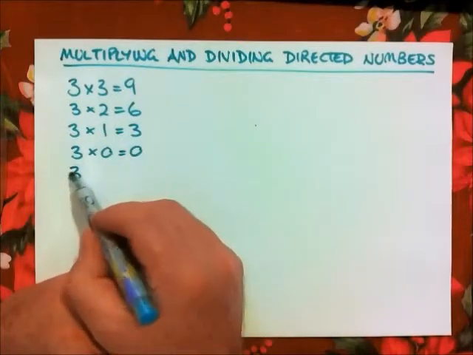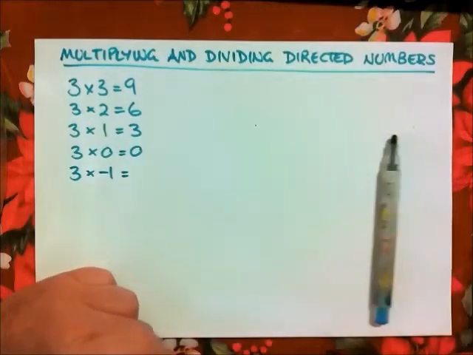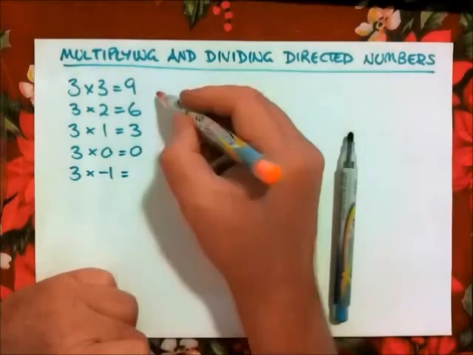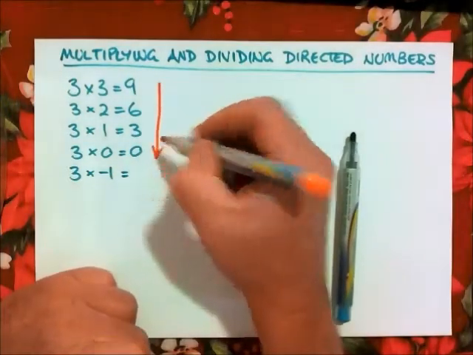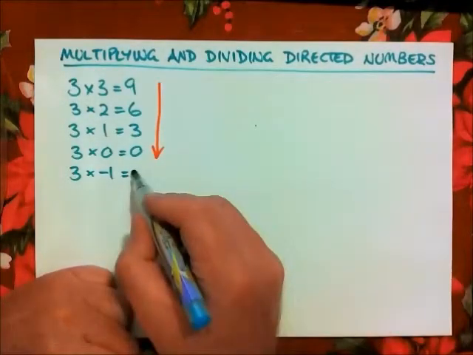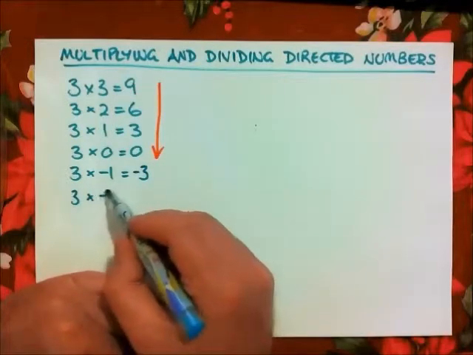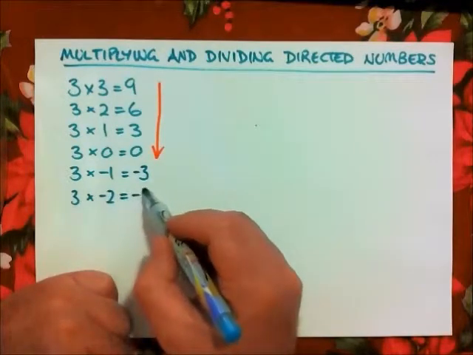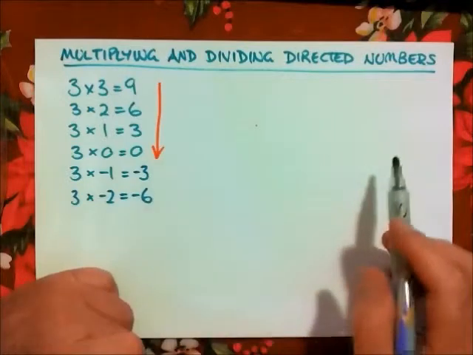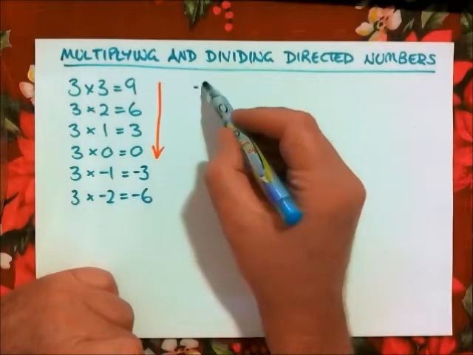Now, each time I decrease the second number by 1, what is happening to the answer? As we go down, 9 to 6 to 3, it's decreasing by 3. So this answer must be negative 3. And 3 times negative 2, 3 less again, must be negative 6. So look, multiply a positive and a negative, you get a negative answer.